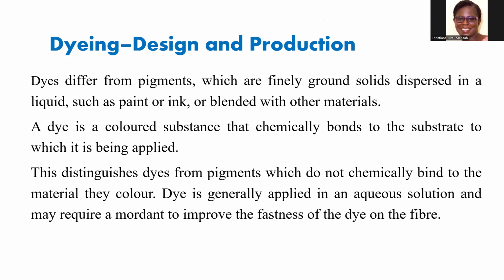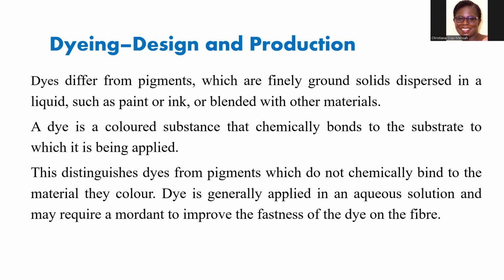So dyes differ from pigments. So you are going to do printing, you're going to do dyeing. So what you're going to use to print is different from the chemical for the dyeing. So let's look at it. Pigments are finely ground solids dispersed in a liquid, such as paint or ink, or blended with other materials. A dye is a colored substance that chemically bonds to the substrate to which it is being applied.